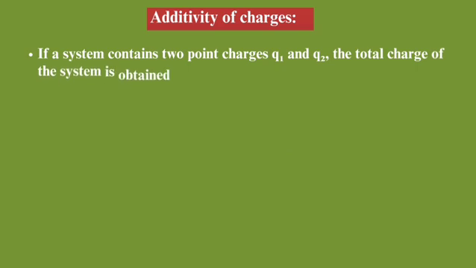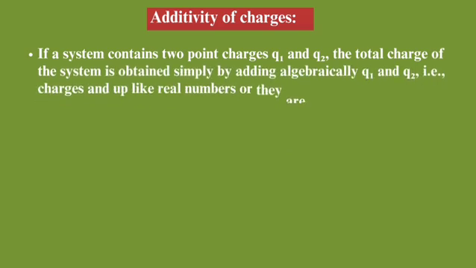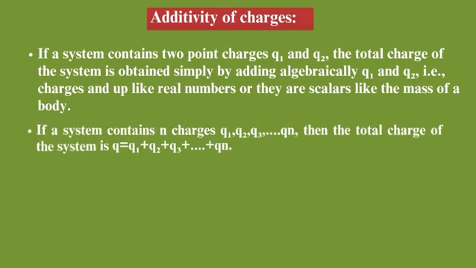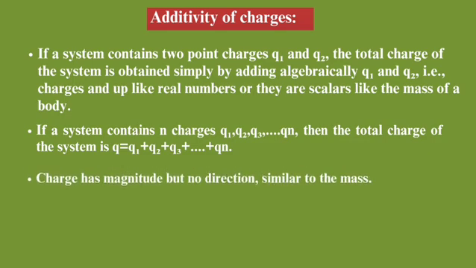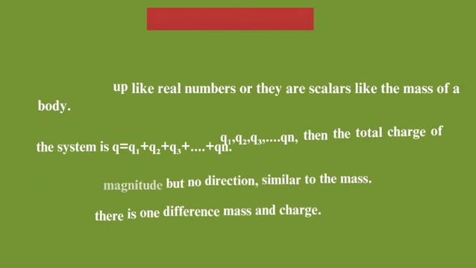Additivity of charges. If a system contains two point charges Q1 and Q2, the total charge of the system is obtained simply by adding algebraically Q1 and Q2, that is, charges add up like real numbers, or they are scalars like the mass of a body. If a system contains n charges Q1, Q2, Q3, up to Qn, then the total charge of the system is Q equals Q1 plus Q2 plus Q3 plus up to Qn. Charge has magnitude but no direction, similar to the mass. However, there is one difference between mass and charge.